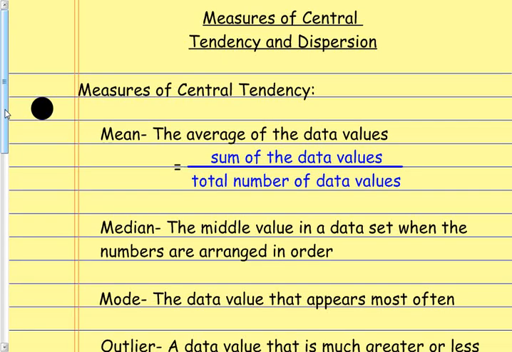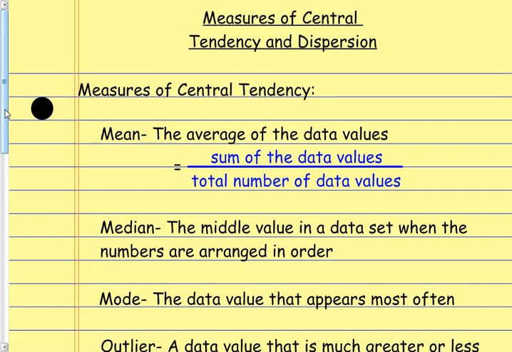Hi there. In this lesson, we're going to be looking at measures of central tendency and also some measures of dispersion. Measures of central tendency, the big three that we have here are mean, median, and mode. Most of us should be pretty familiar with these. Remember, the mean is the average of the data values. It's when we add up all the data values and then divide by how many we have.